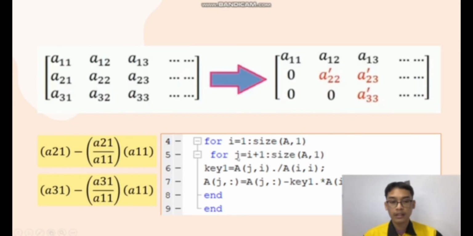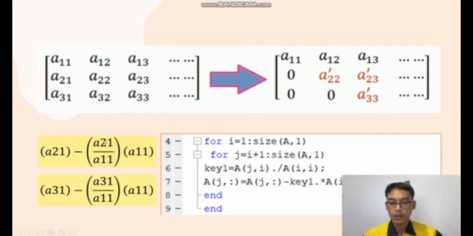So if J is 2, then if I is equal to 1. So if J is 3, then 1 plus 1. So that's why we have here.